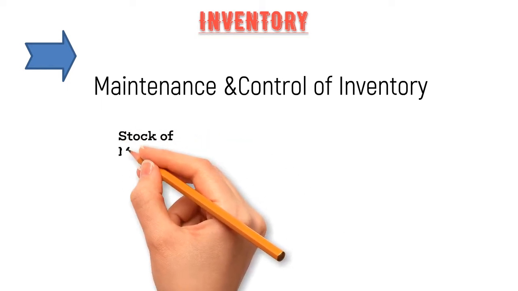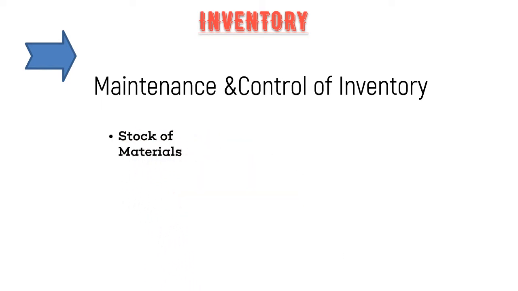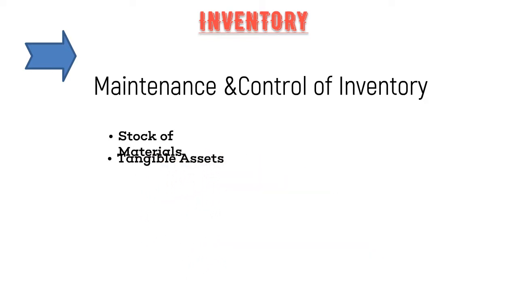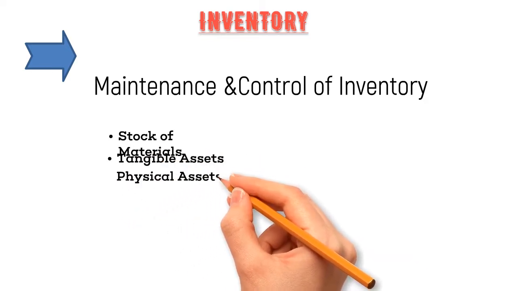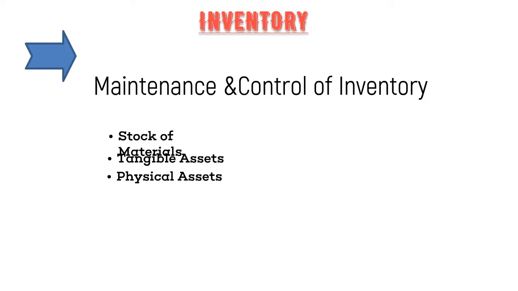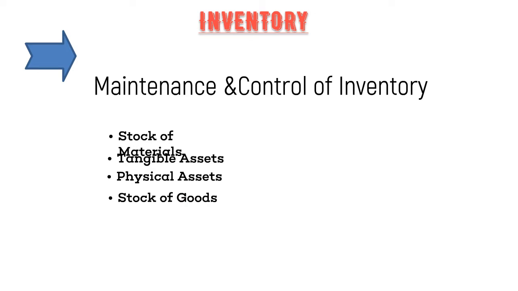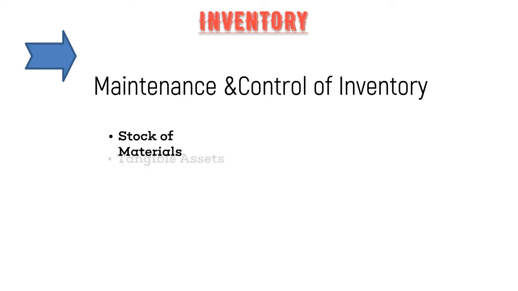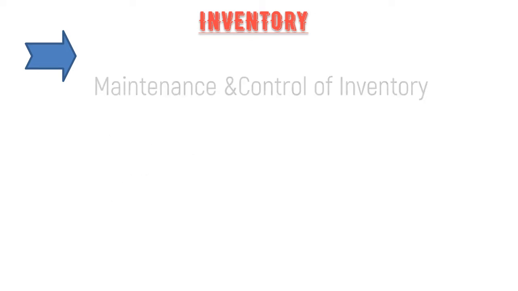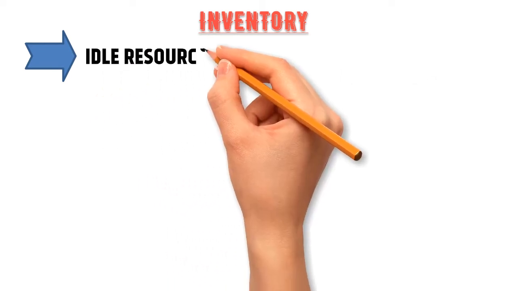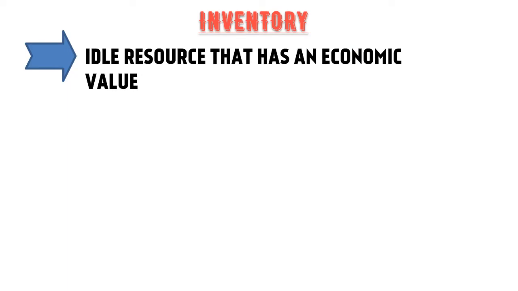First one is the stock on hand of materials at a given time. Then tangible asset that can be seen, measured and counted. List of items, that is physical assets. Quantity of items on hand. Value of stock of goods owned by an organization at a particular time. In view of all these interpretations, inventory is defined as the idle resource that has an economic value. When a resource loses its economic value, it ceases to be an inventory.